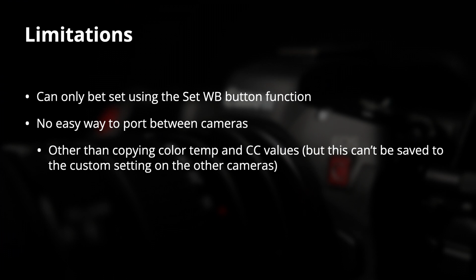On top of that, there is no easy way to move custom white balances around cameras on the R5C. So where you could shoot a custom white balance image on the R5 and then copy that to another camera, you can't really do that on the R5C. The closest you can get to that is to take the color temperature and color correction value, which will be displayed for the custom white balance that you're using, and copy those settings to other cameras, but bear in mind, these will not be custom white balances. These will be set in either daylight, tungsten, or Kelvin.